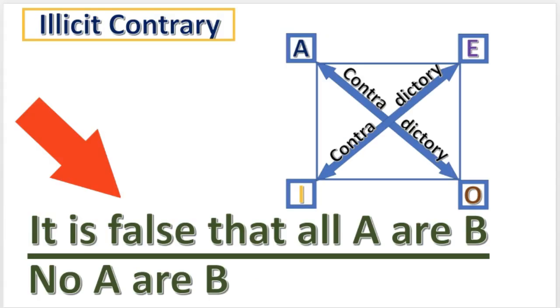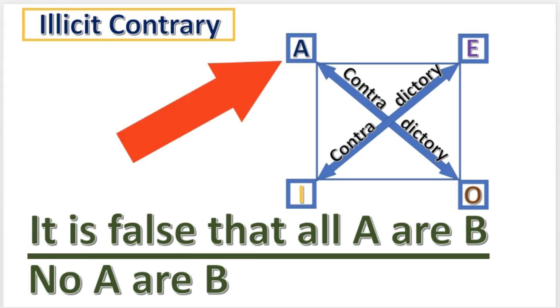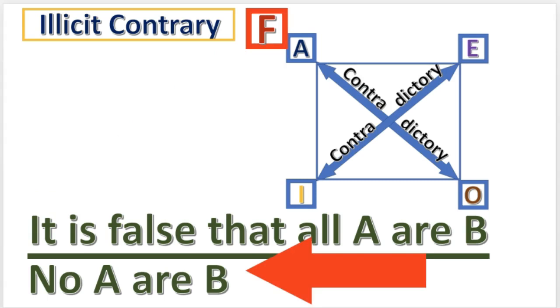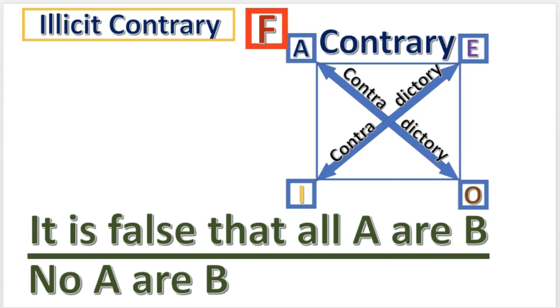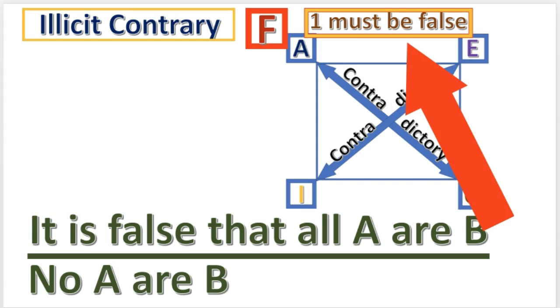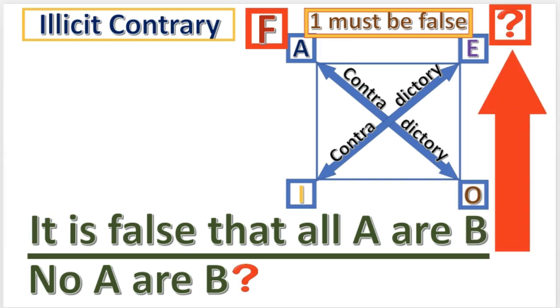Example: this inference commits the illicit contrary fallacy. Notice the premise is an A proposition, which is given as false, and the conclusion is an E proposition, so the relation is the contrary relation. However, the contrary relation says at least one of A or E must be false, and since A is already given as false, the E is undetermined.